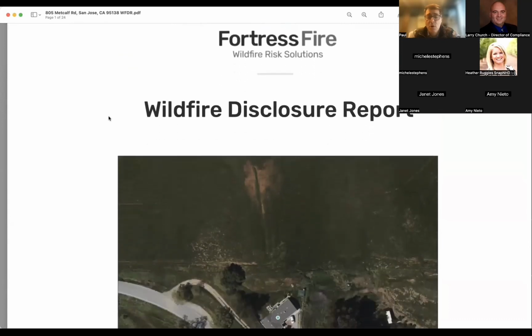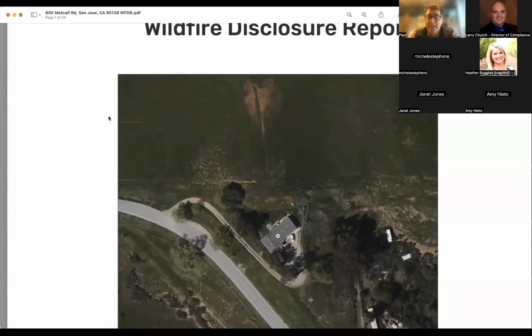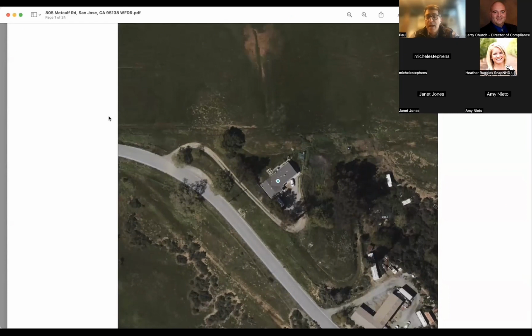Here's the report. There are 4 basic components to the report that we go through, and I'm going to step you through them here in detail as we go. But the report starts with a satellite image. We're looking down at the property, and you can see here's the primary structure on this property.